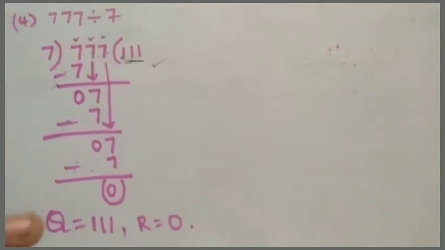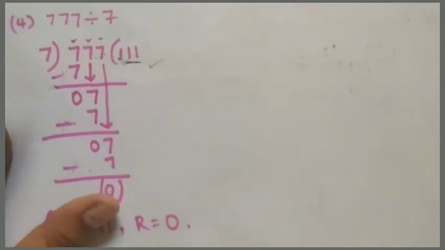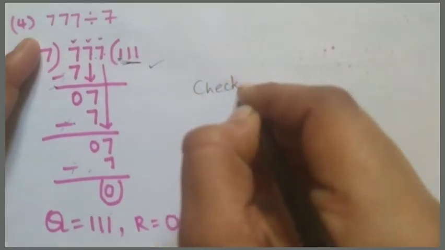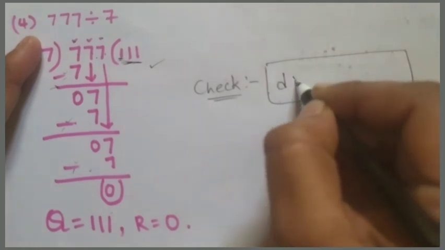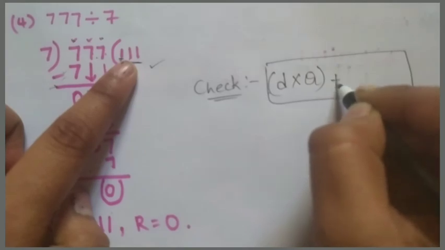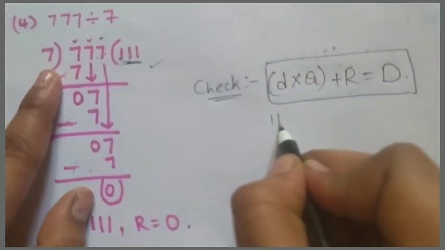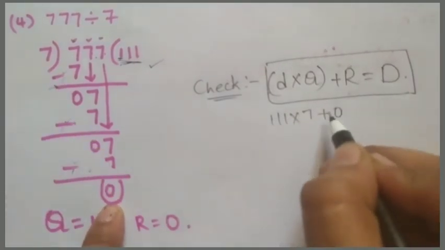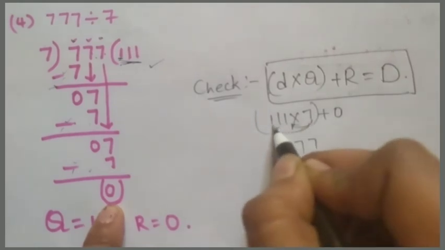Look here children, I will give some problems for you, questions like these. You have to do the problems. You can do a check also. What is the formula for check? Divisor into quotient plus remainder equal to dividend. Multiply these two, 111 into 7, plus add this 0. 7 ones are 7, 7 ones are 7, 7 ones are 7.